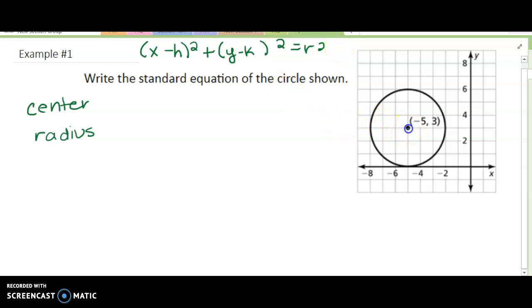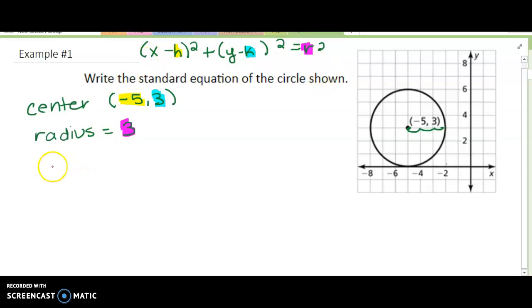Okay, well notice it gives me my center, (-5, 3). And I can just count the radius. Each one of these is 1 unit, so I can just say 1, 2, 3, so the radius is 3. All right, now my x value is my h. My y value is my k, and my radius is my r.